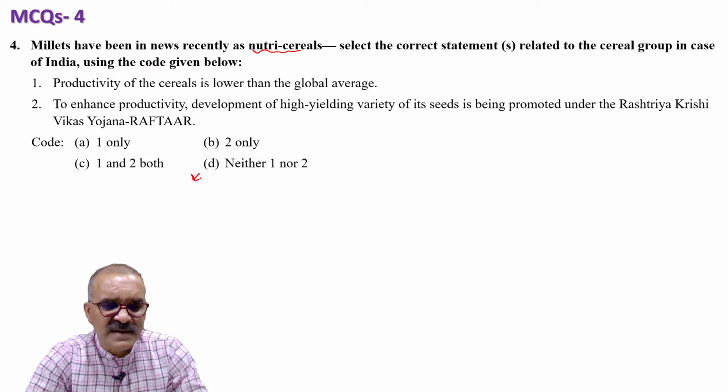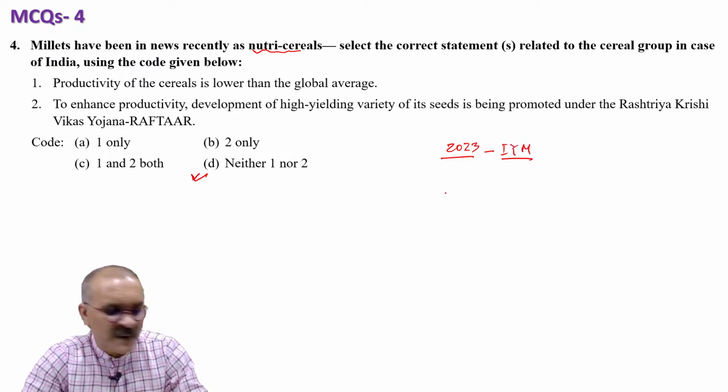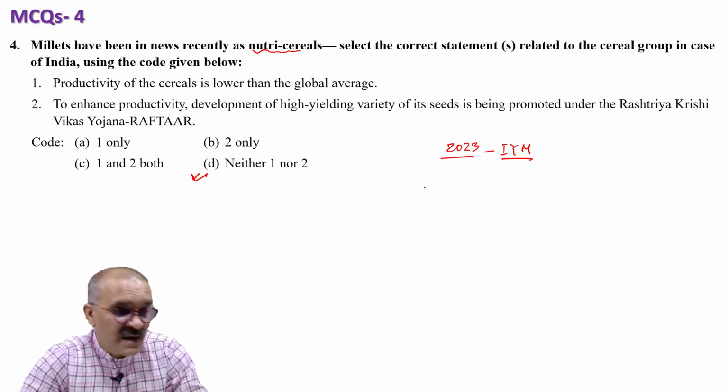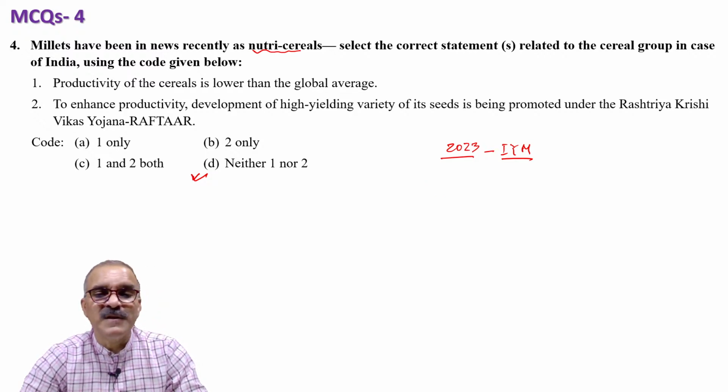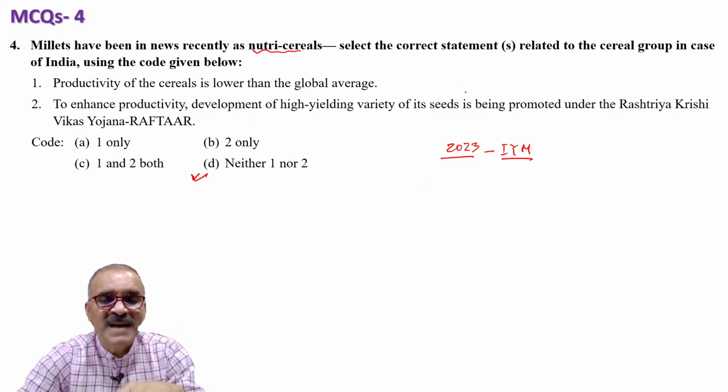Its answer is D. You know that year 2023 has been declared as International Year of Millets. Clear? By UNO. And India is the largest producer of millets in the world. India produces around 20% of global production and 80% of Asia's production. And surprisingly, this is one cereal group in which our productivity is higher than global average.